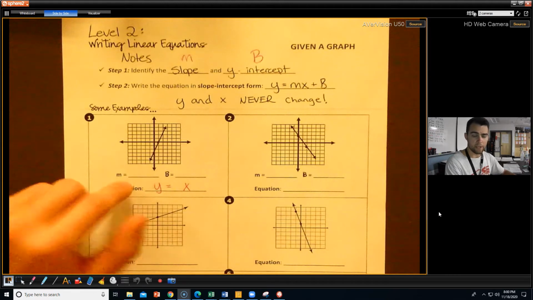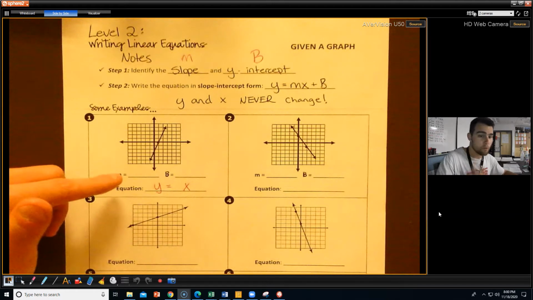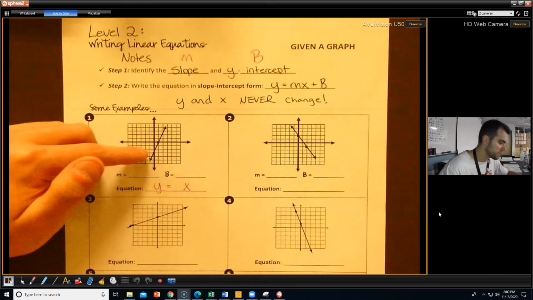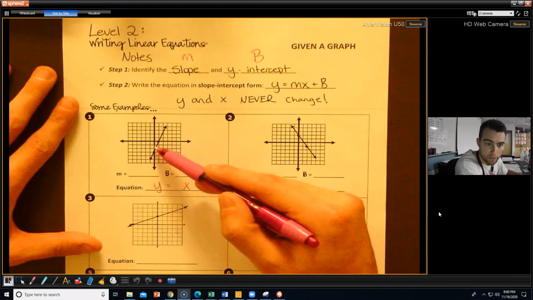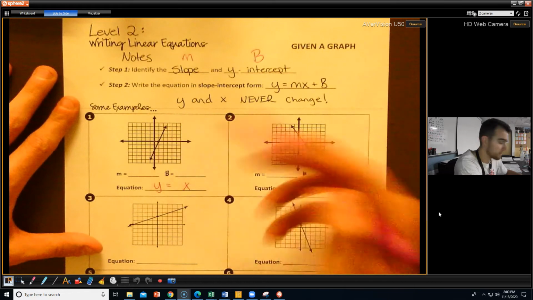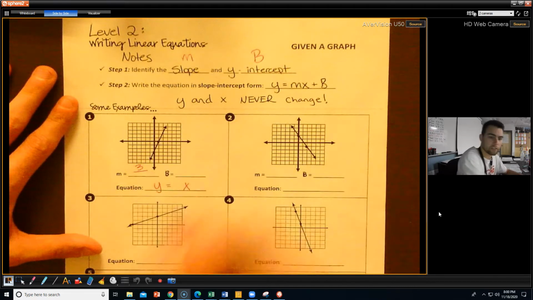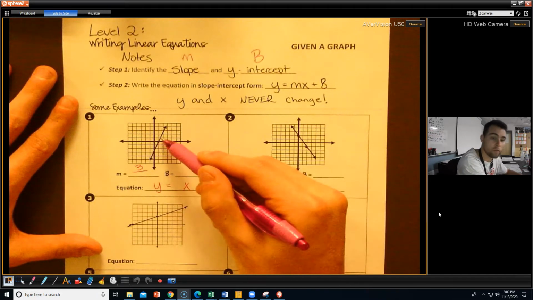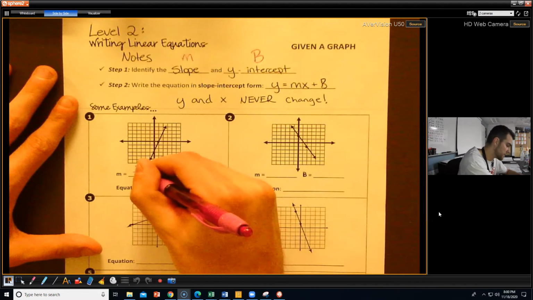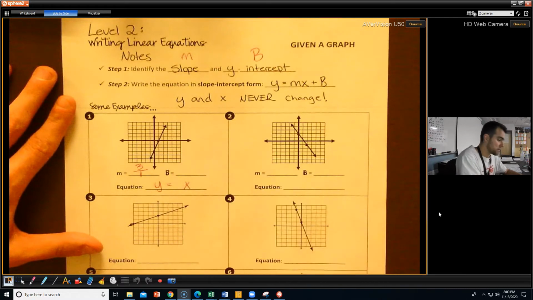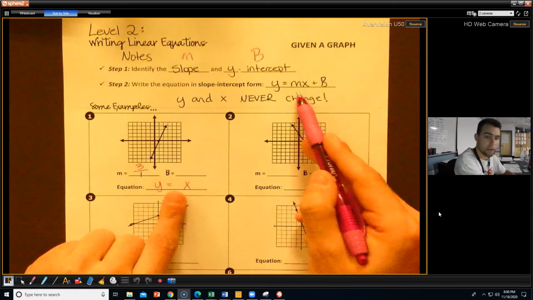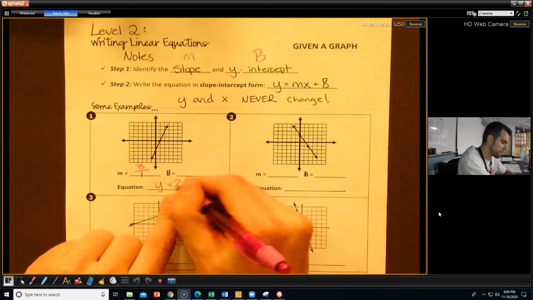So my m, again, is my slope, and I can find that with rise over run. So let's start at this point right here, and I'm going to go up 1, 2, 3, and then that's my rise, so my run is going to be over 1, okay? And 3 over 1 is the same thing as just 3, so my slope, where my m goes, well, that's going to be my 3 right there.